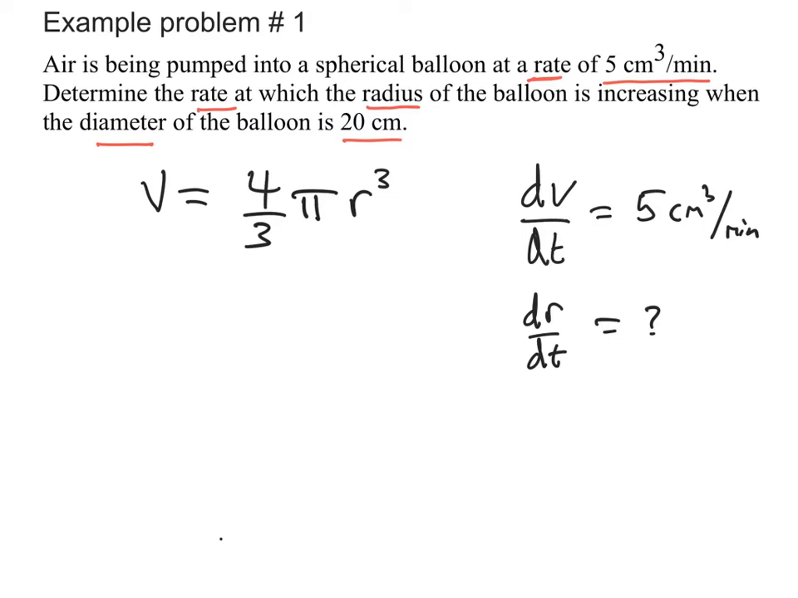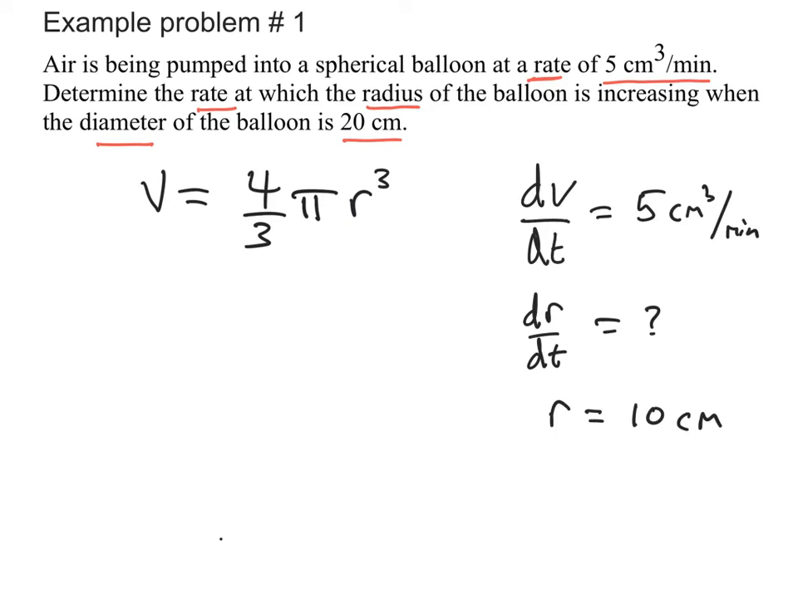And then they say the diameter of the balloon is 20 centimeters. Now, I could write it as diameter 20 centimeters, but since I have radius here, I actually want to write this as radius. If the diameter is 20 centimeters, then the radius is 10 centimeters, okay? It's nice to know the diameter is 20, but I actually want the radius in this problem, so I'm going to write the radius of 10 centimeters in here instead. All right, so now I have all I need. I need to find dr dt.